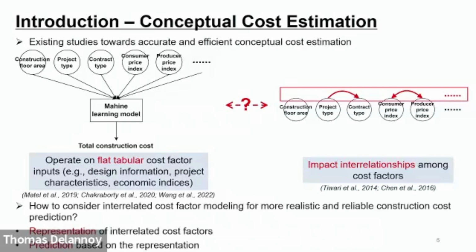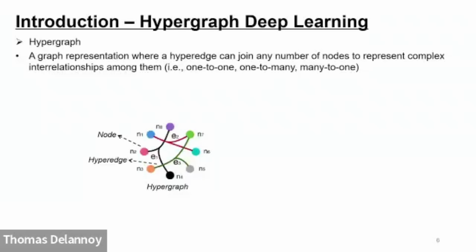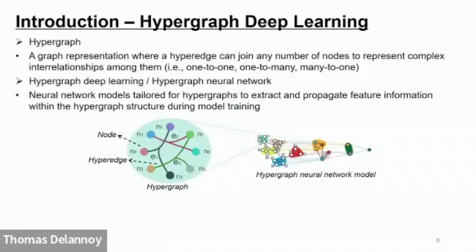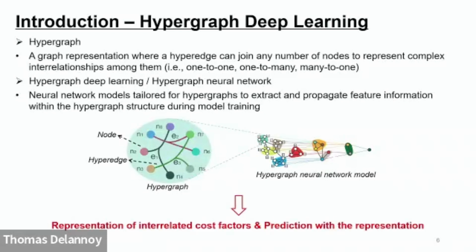So here the problem is how we can consider this interrelated modeling for the cost prediction, which means we need to first find a proper representation of these interrelated cost factors, and then make a prediction based on it. For this problem, hypergraph deep learning is a promising technique. A hypergraph is a graph representation. We can have a hyperedge to join any number of nodes to represent different relationships. Based on it, we can develop the hypergraph neural network to extract and propagate the features within the hypergraph. So it provides insights on the representation of the interrelated cost factors and also the prediction with it.